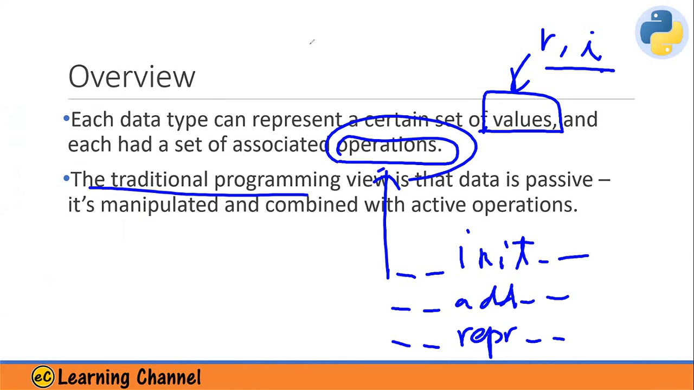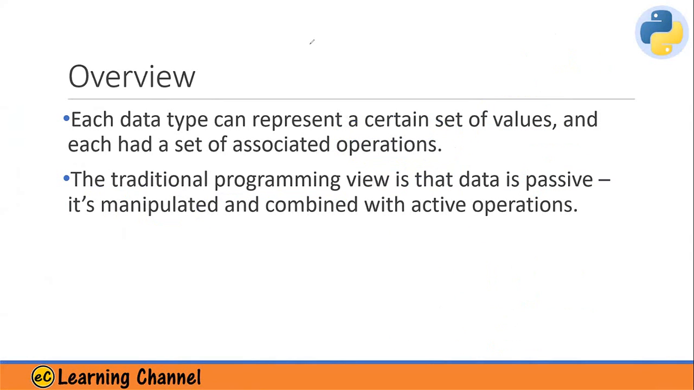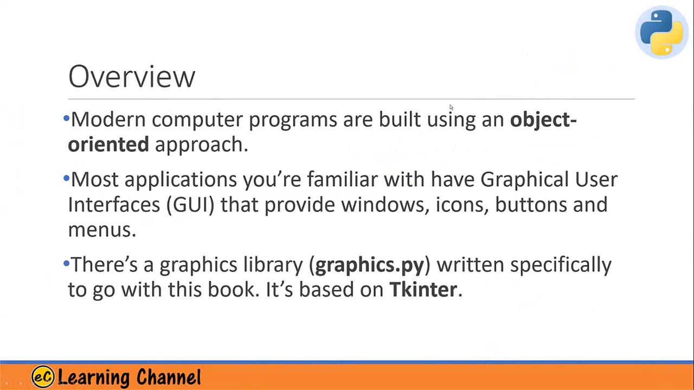So traditional programming views data as passive. You can only manipulate and combine it with active operations. And here, actually, we have the operations associated with the data. Modern computer programming can be built using the object-oriented approach. So now, the one I just showed you is an object-oriented approach. So you can make the complex number work more like normal plus and minus operations, like what people say.